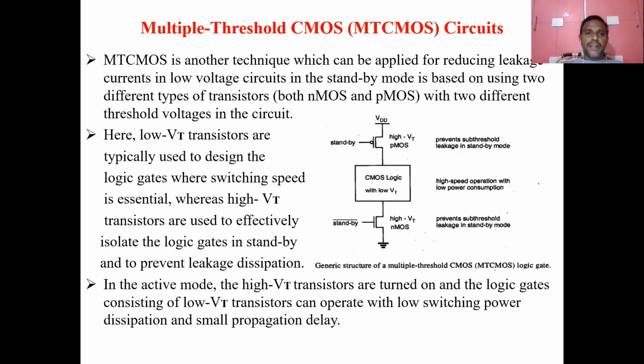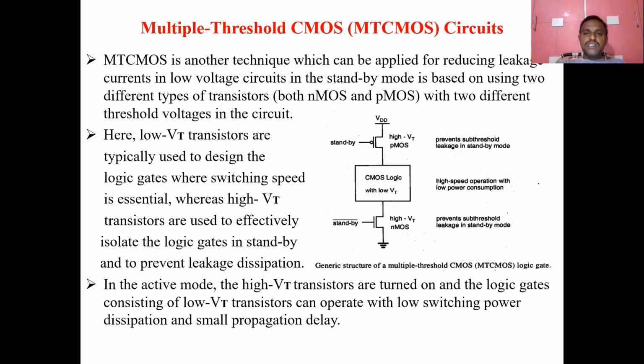Now, I am going to explain about the multiple threshold CMOS technique to reduce the standby mode currents, that is, sub-threshold currents. In short form, this multiple threshold CMOS circuits technique is called the MT CMOS technique. MT CMOS is another technique which can be applied for reducing the leakage current in low voltage circuits in standby mode, and it is based on using two different types of transistors.